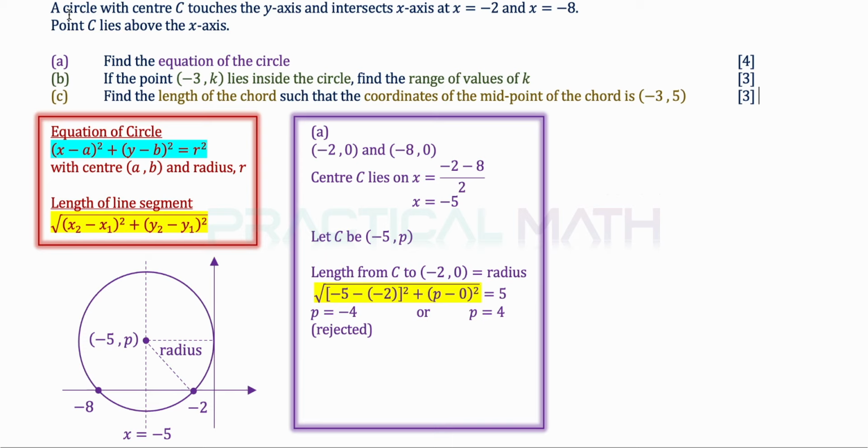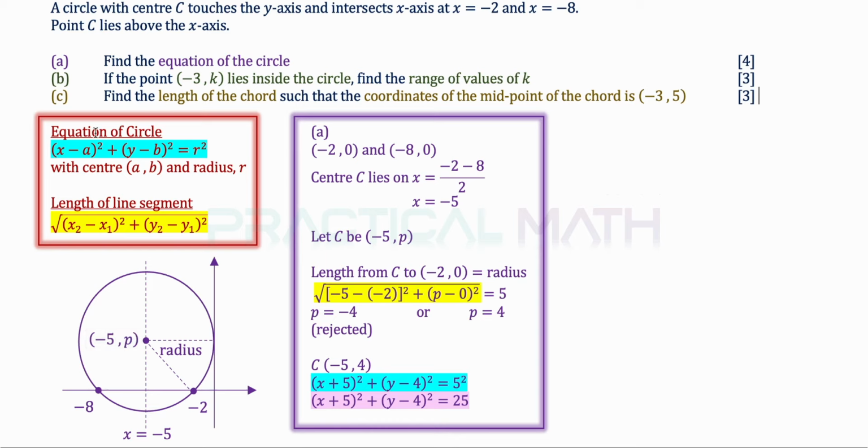Now, according to this question, point C lies above the x-axis. For a point to be lying above the x-axis, it should be a positive value. So p here should be a positive value. We reject the negative, because if it's negative, it falls below the x-axis. With p like this, we can rewrite our center C as (-5, 4). The -5 was found earlier, and 4 is replacing the p.